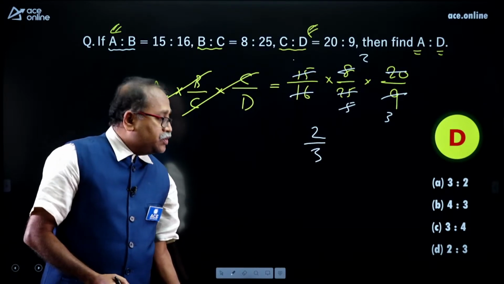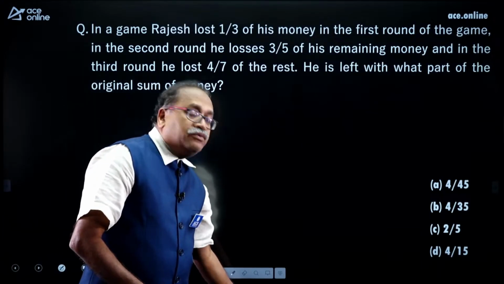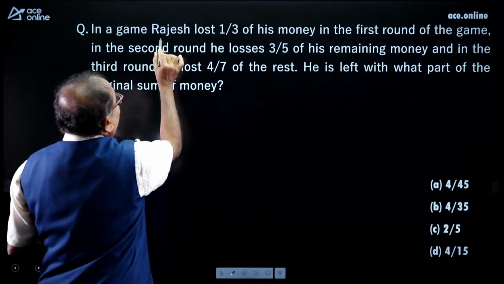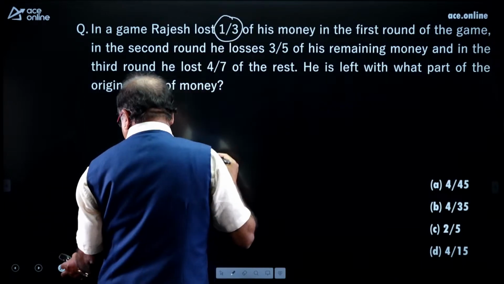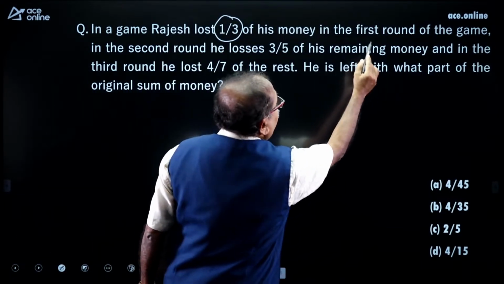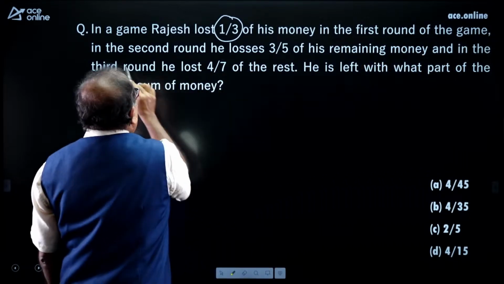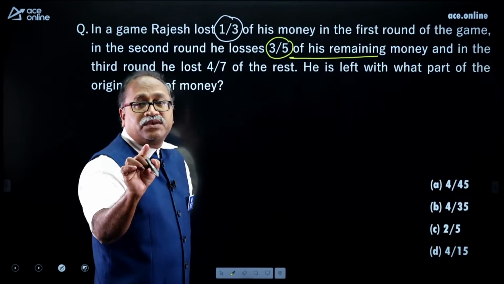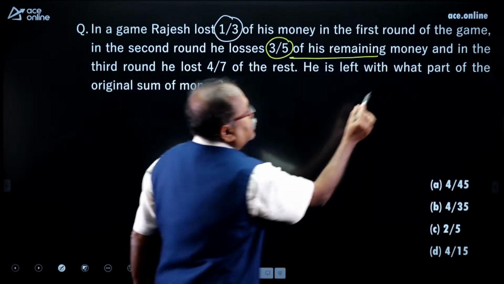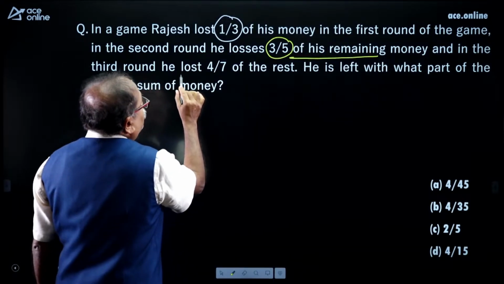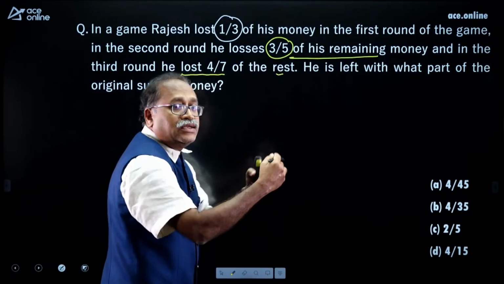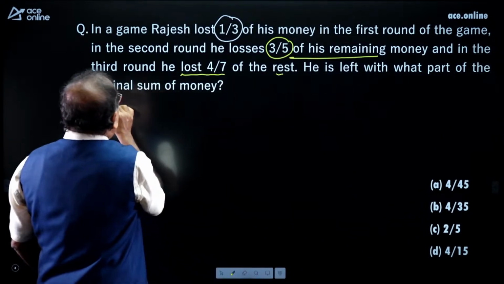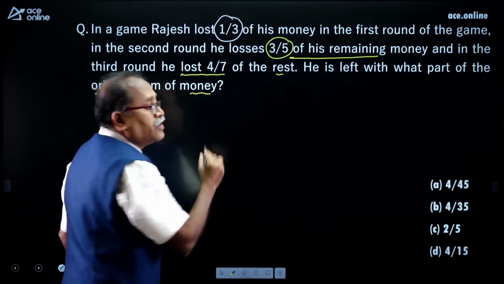Okay. The next question on your board is this. I will read the question and then I will give 30 seconds for you to answer the question. In a game, Rajesh lost one-third of the money in the first round of the game. And in the second round, he loses 3/5 of his remaining money. Please notice that, 3/5 of the remaining money. And in the third round, he lost 4/7 of the rest, whatever is left. He is left with what part of the original sum of the money?